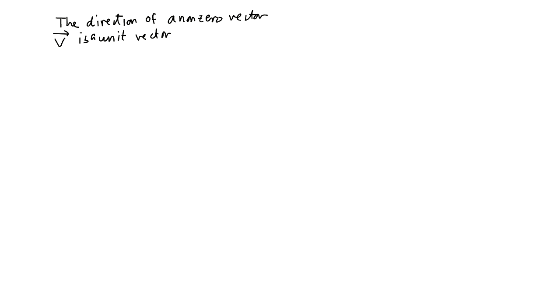So, for example, this statement is wrong. If you get, for example, during the test, the direction of v equals 2i plus j, this is wrong. It cannot be a true statement. Why? Because this is not a unit vector. The direction of any vector should be what? Should be a unit vector.